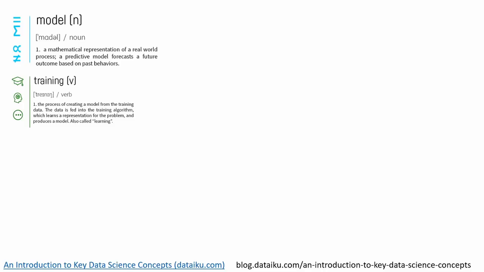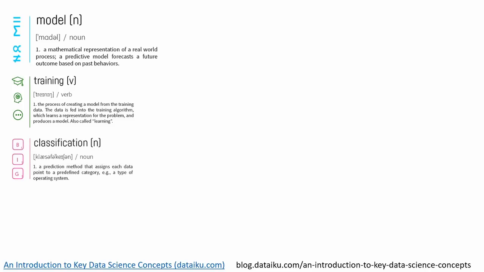The data is fed into a training algorithm, which we briefly spoke about, which learns a representation for the problem and produces a model. This is also called learning. And we've got classification. So classification is a noun, a prediction method that assigns each data point to a predefined category. We have a training set, which is a noun, a data set used to find potentially predictive relationships that will be used to create a model.